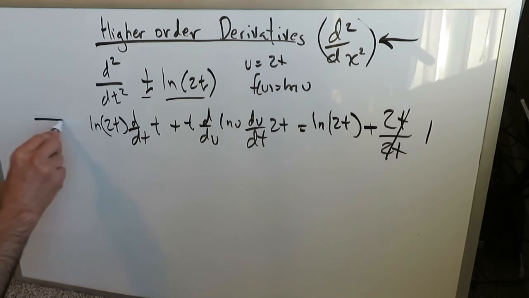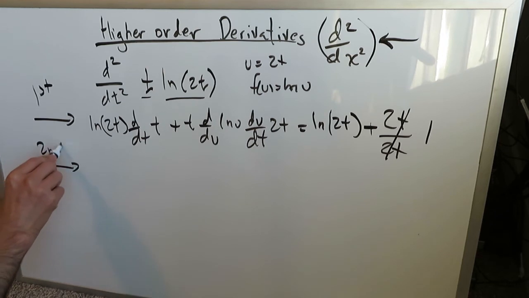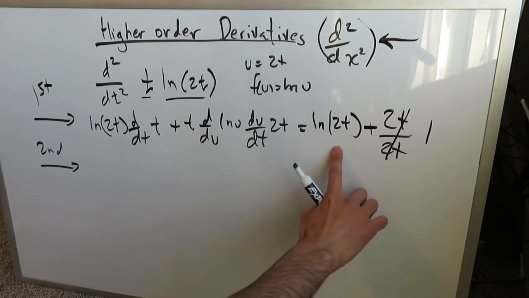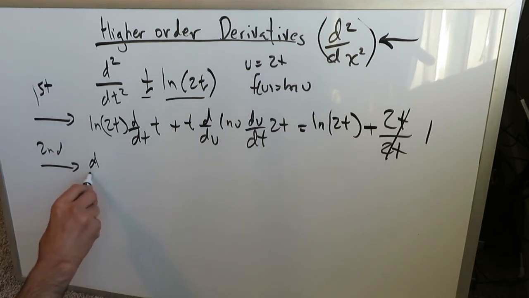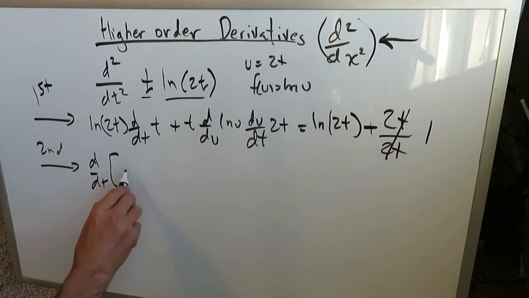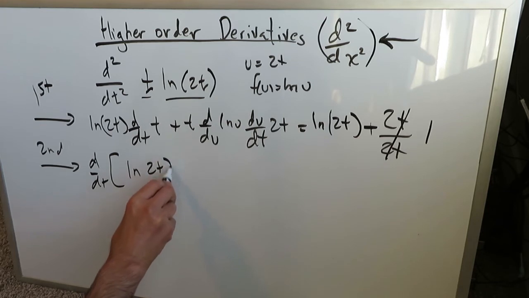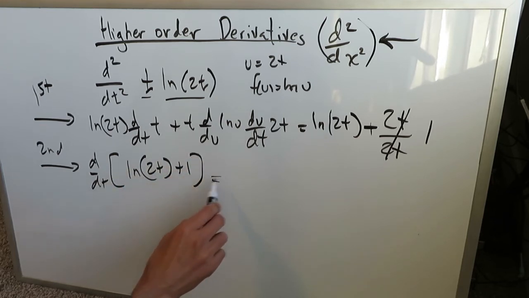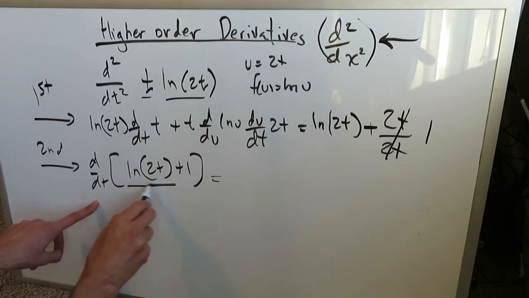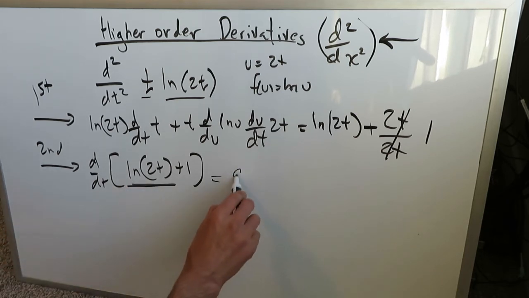Now we have to find the second order derivative. This is my first order. Now we'll find the second order derivative. And my second order derivative will arise from the rate of change of the first order derivative. We're going to find the derivative of that expression, the natural log 2t plus 1. The 1 over here is meaningless because it'll zero out because it's a constant. You're only basically looking at the derivative of this, and you're going to just use the chain rule.